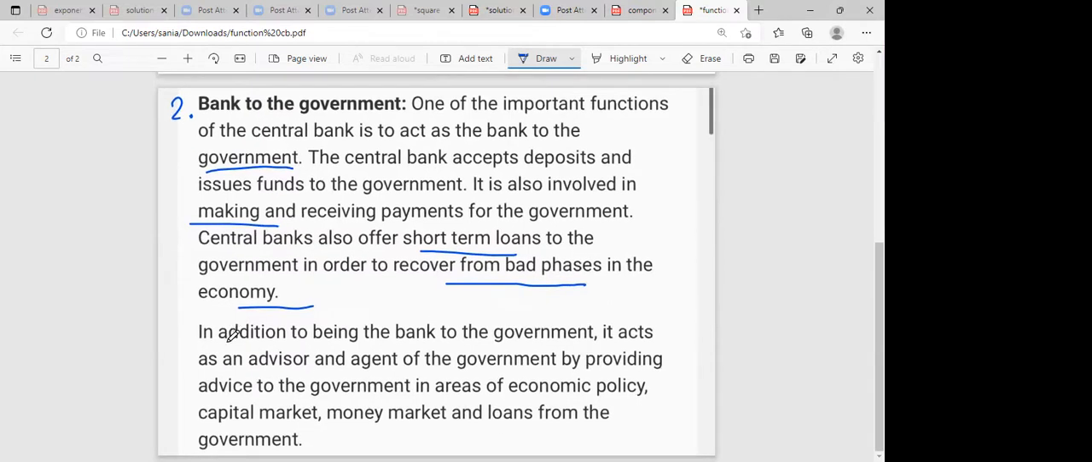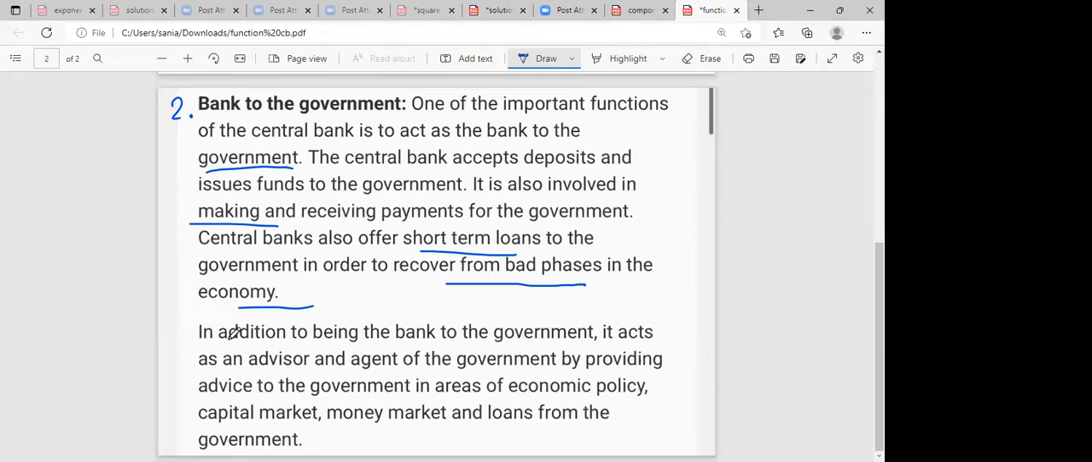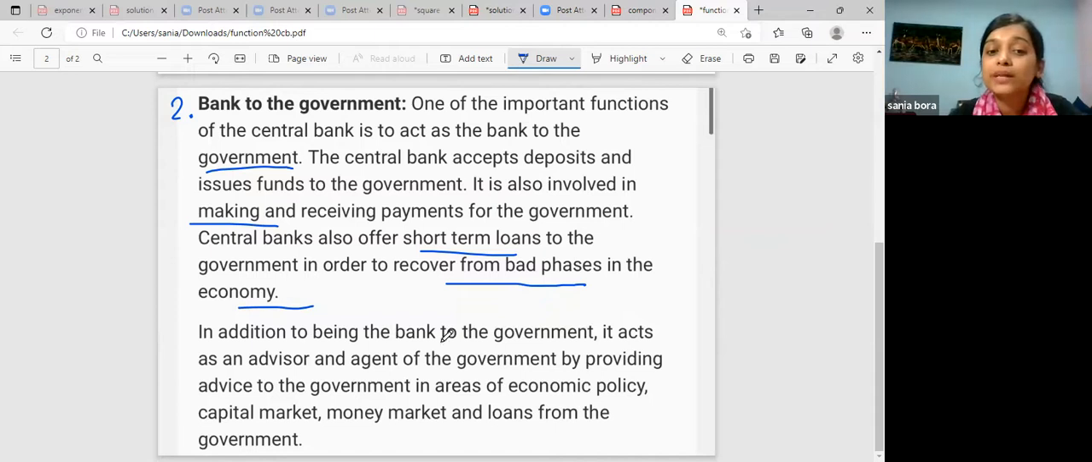Next, in addition to transactions, giving and taking loans, and all that, the central bank, in addition to being the bank to the government, acts as the advisor and agent of the government. So the central bank is somewhere the advisor as well. For example, I am the government. I'm facing an issue. What should I do? How should I get money? Who will advise me? The central bank will advise me. Plus, if I want to give money to someone, as an agent, it will be helping me.